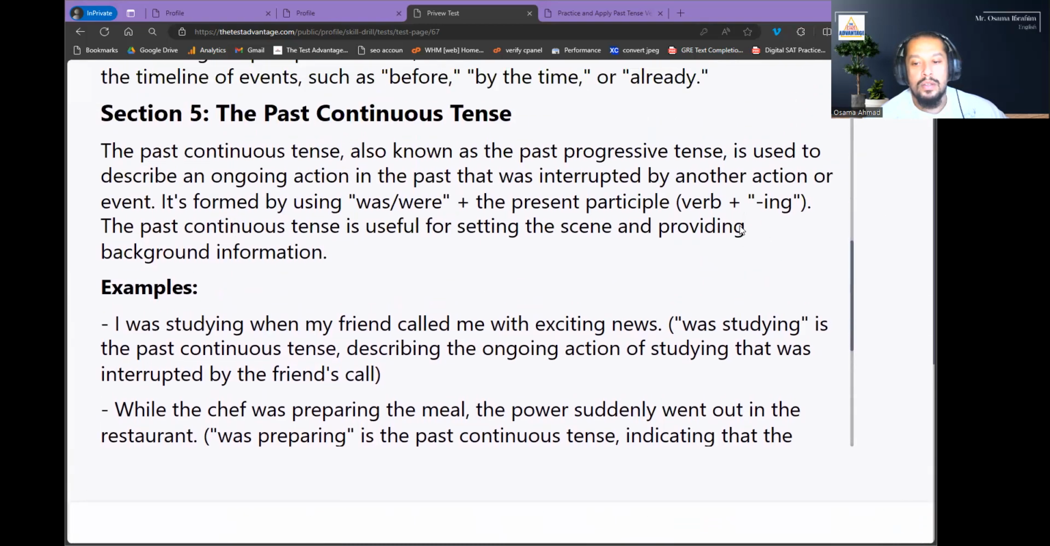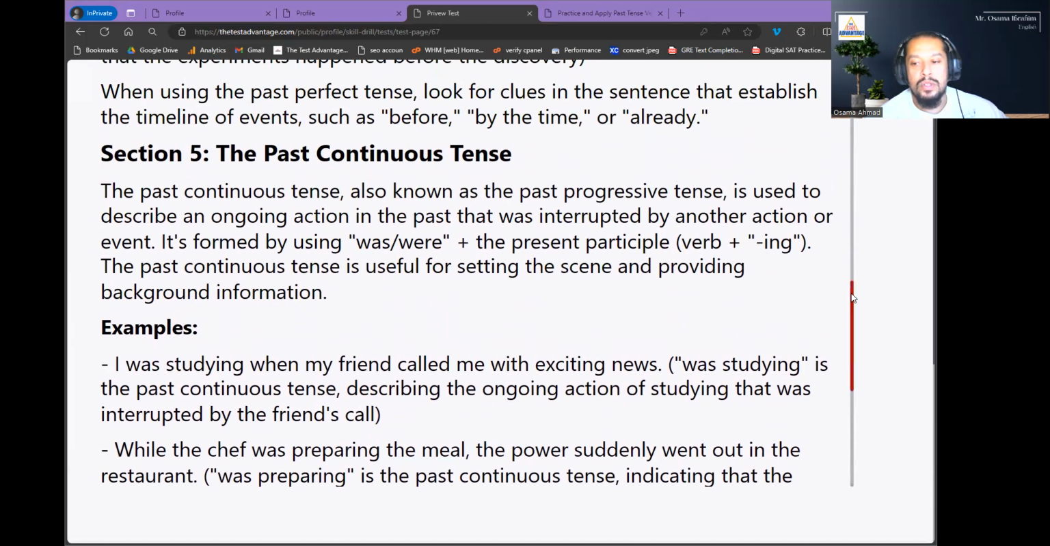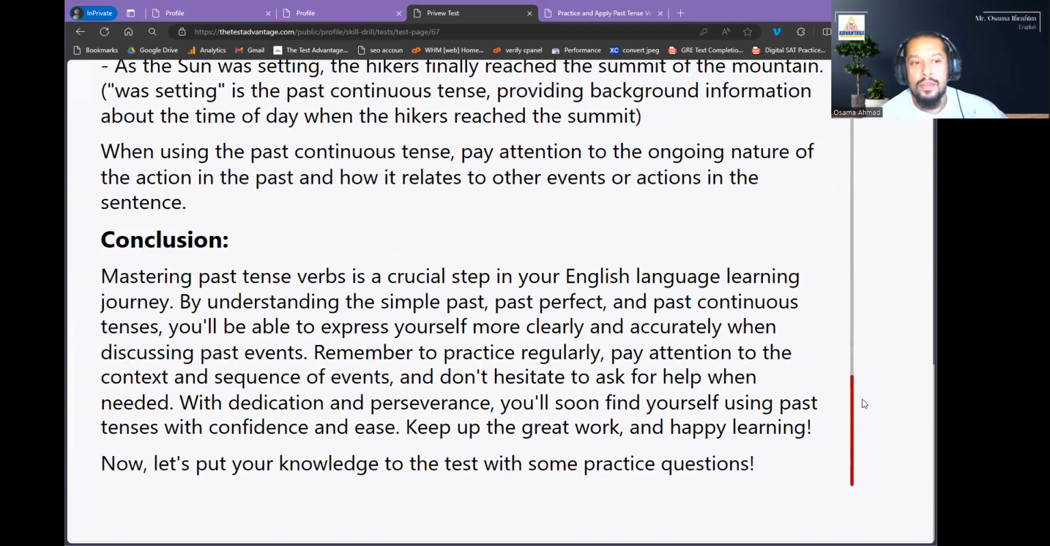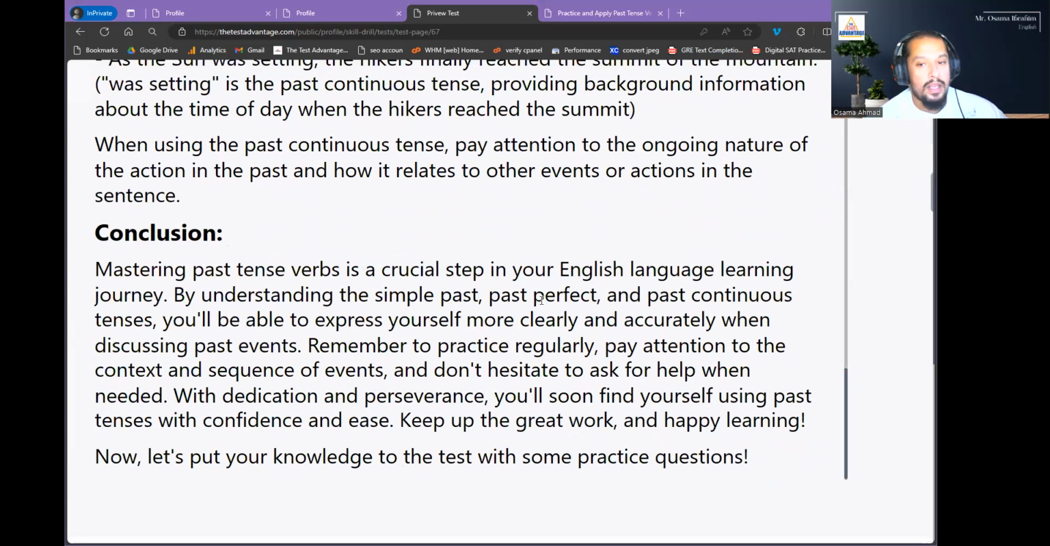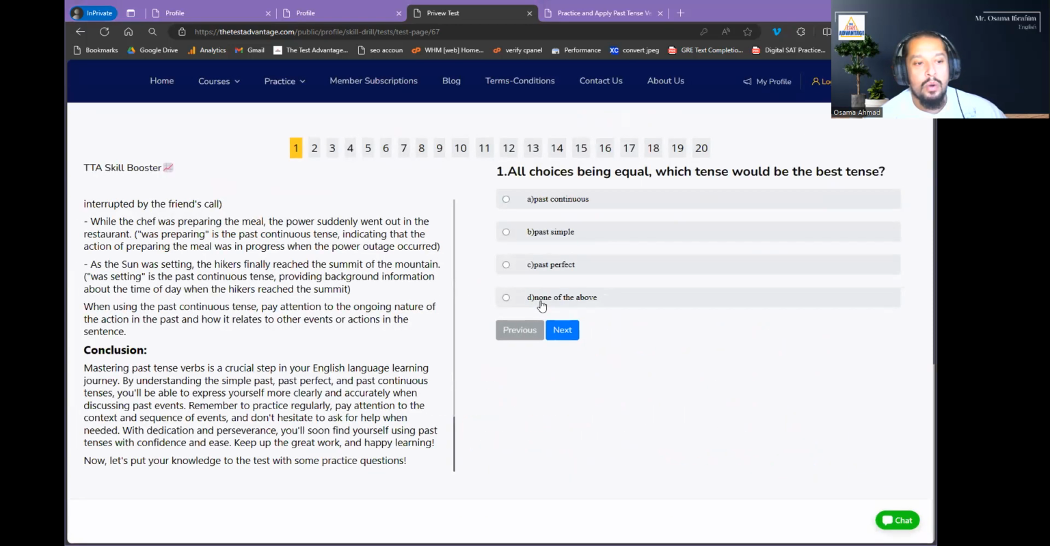When using the past continuous, make sure that you pay attention to the ongoing nature of the action. Okay, that's it. So this is verb tenses. We're actually done here explaining. Now we're going to practice.